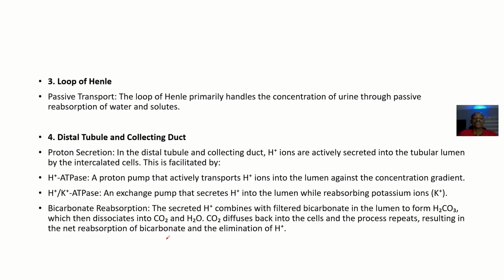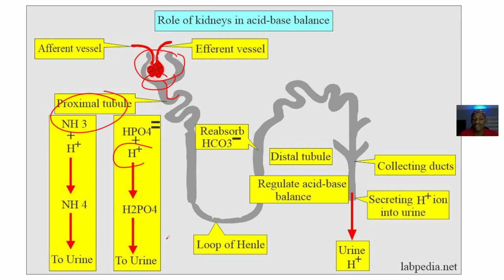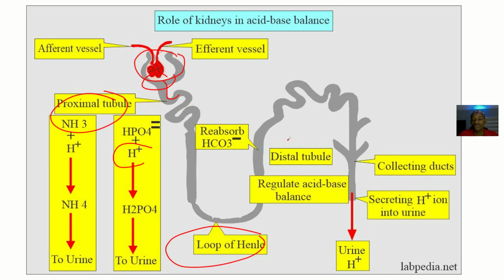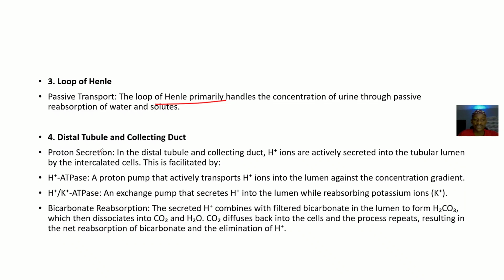Okay, so what happens at the loop of Henle? This is the loop of Henle. For the loop of Henle, there's passive transport. So the loop of Henle primarily handles the concentration of urine through passive reabsorption of water and solutes. Okay. Now, for distal convoluted tubule and collecting ducts, we have lots of work happening here. So what happens? There's proton secretion.